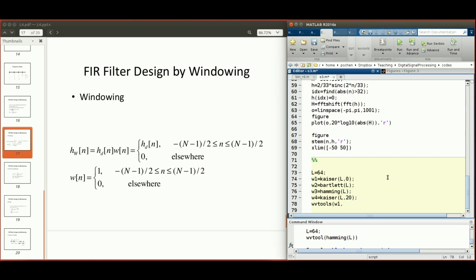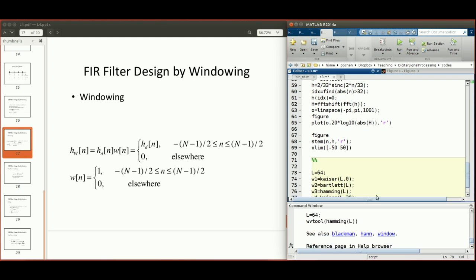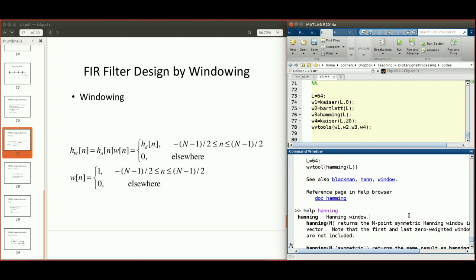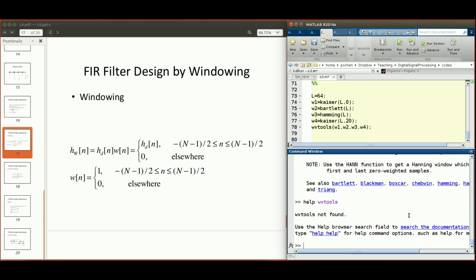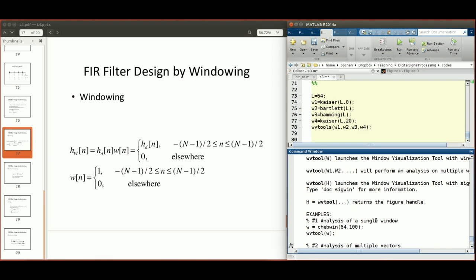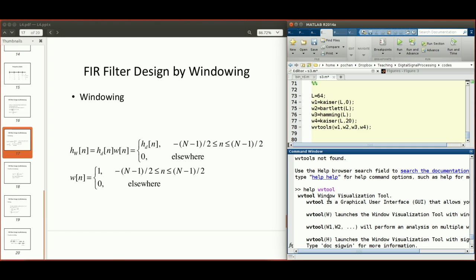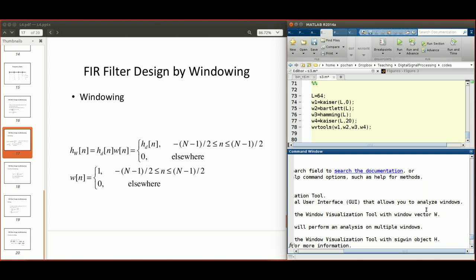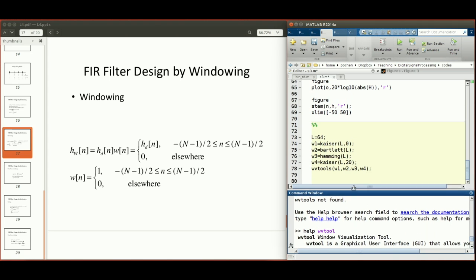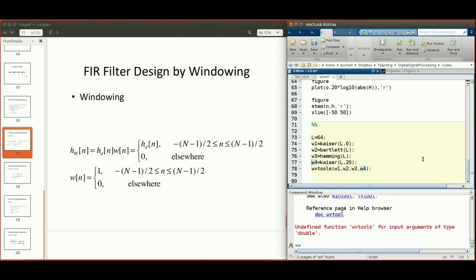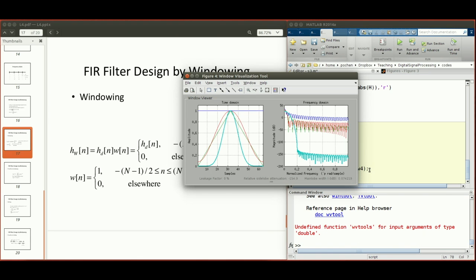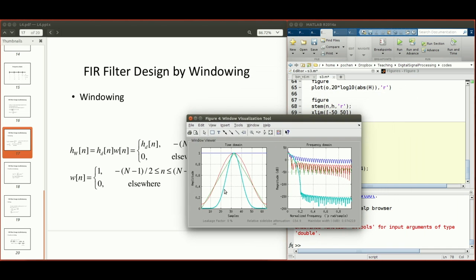And then all you have to do is put those windows that we just generated as input to WVTool. If you haven't used WVTool before, you can type help WVTool. It's the window visualization tool, a graphical user interface that allows you to examine and analyze windows. So let's execute this block. And then it's gonna give you this kind of output.